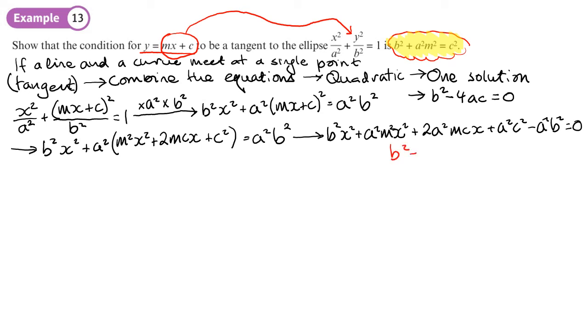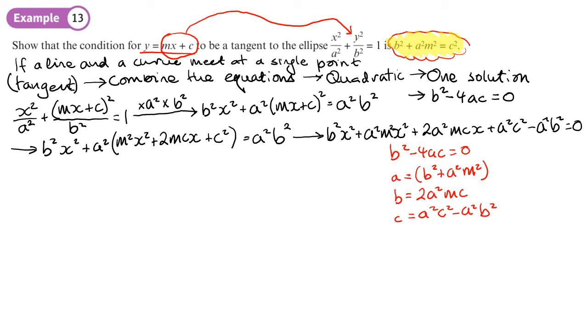So now, using this b squared minus 4ac equals 0, a is going to be the coefficient of x squared. Now that's b squared and a squared m squared. Okay, so that's that and that. They're the coefficients of the x squared. The coefficient of x, that's going to be my b, is just 2a squared mc, and c, the number, is going to be a squared c squared minus a squared b squared. So now we can do the b squared minus 4ac.